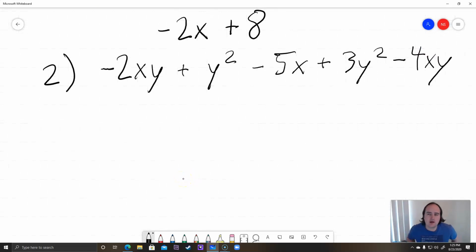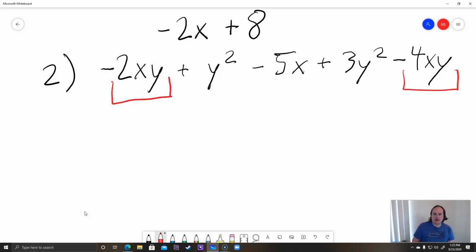So this has a lot of different terms, and not all of them are like terms. So let's take a look at the variables here. For the first term, we have an xy, and then for the last term, we also have an xy. So that means the negative 2xy and the negative 4xy are actually like terms. Okay, so these are like terms.